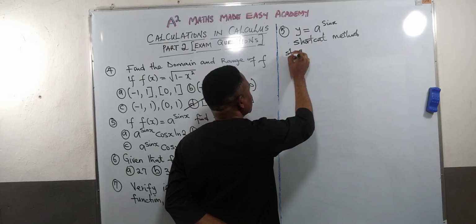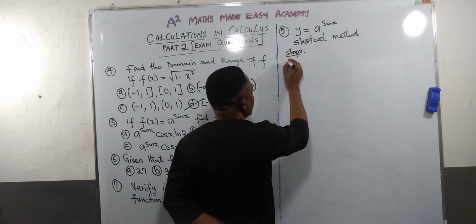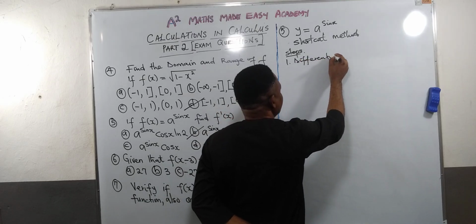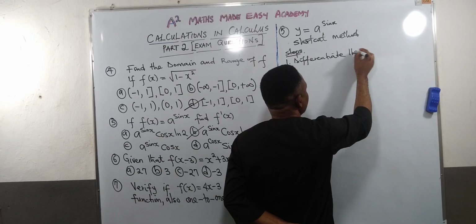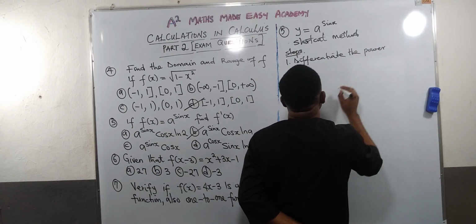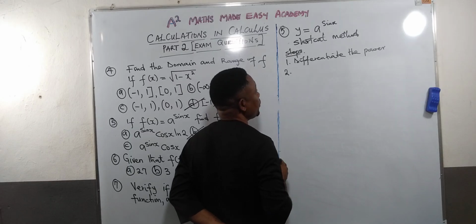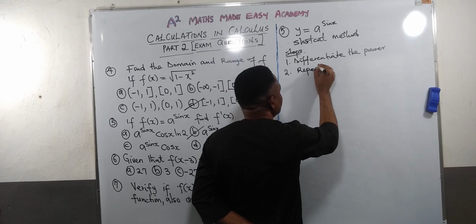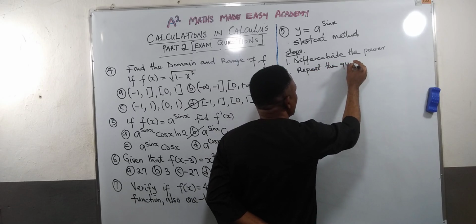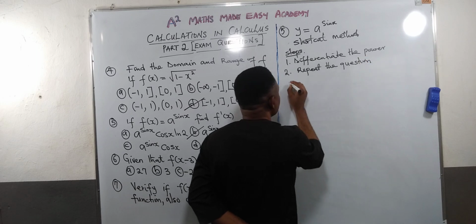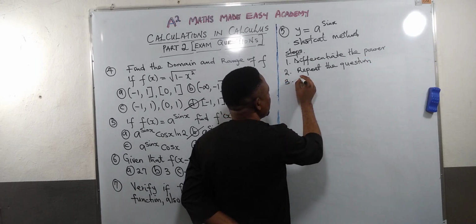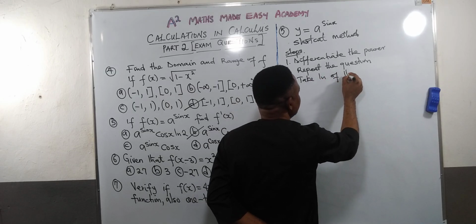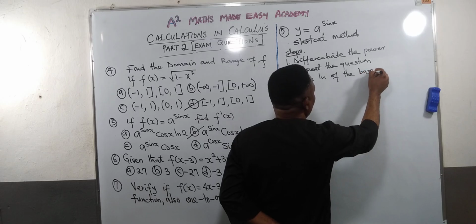It's very simple. The first step is to differentiate the power. That is the first step. Then the second step is to repeat the question. Then the third step is to take ln of the base.